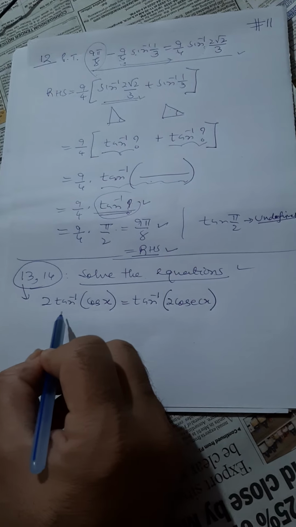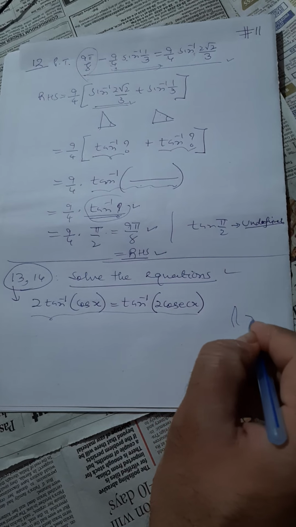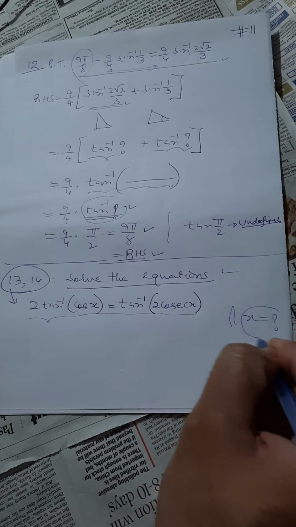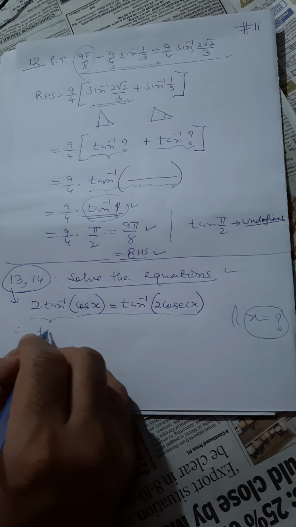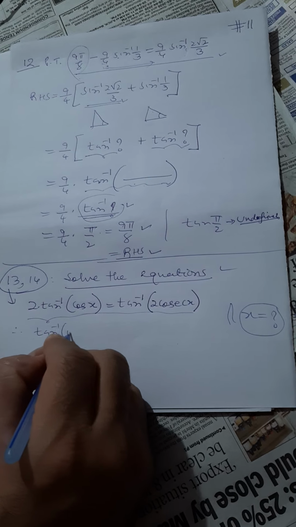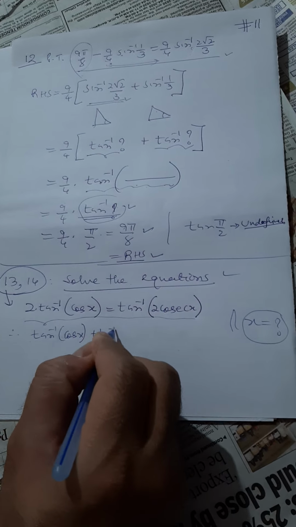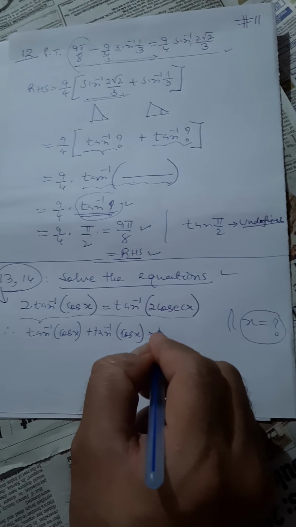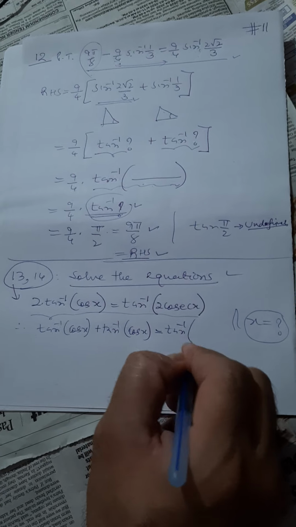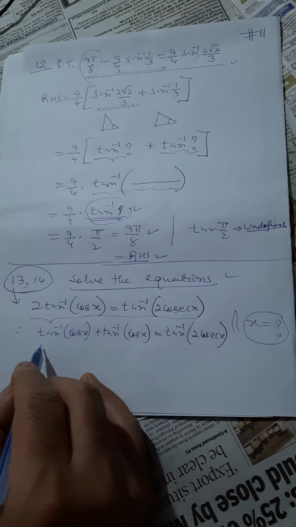So here we want to solve these equations. That means we want to get x. We want to find x. That's the question. So you know, we start with both the sides. This is tan inverse cos x plus tan inverse cos x. That's the only way to handle LHS. On the right hand side we already have tan inverse outside, so we keep it as it is.